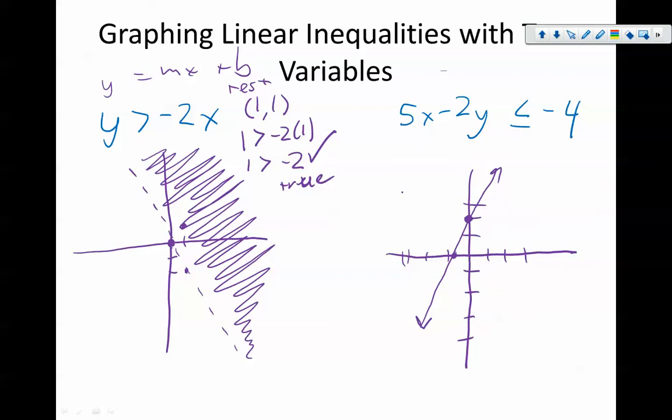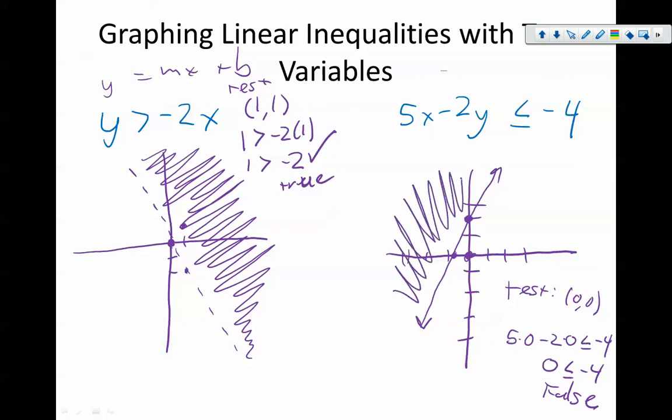And then we got to decide which side to put it on. Well, which side is going to make the true statements? Let's pick a test point. We're going to test (0, 0). 5 times 0 minus 2 times 0 is less than or equal to -4. That's 0 is less than or equal to -4. Is that a true statement? No. That is false. 0 is not less than -4. So, since (0, 0) is false, everything over here is false, and we shade this side of the line.